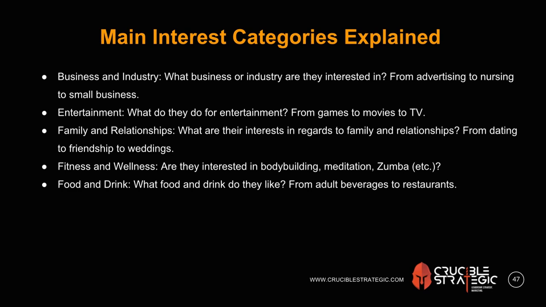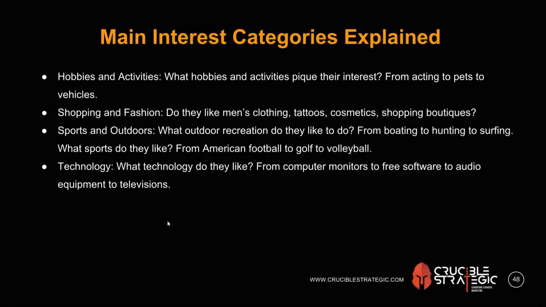Family and relationships. What are their interests in regards to family and relationships? Maybe dating, maybe sexuality, maybe friendships and weddings and stuff like that. You can target people like that, okay? Fitness and wellness. Are they interested in bodybuilding? Are they interested in meditation and Zumba? What kind of food and drink do they like? What restaurants do they go to? Adult beverages, what beers, what drinks do they like? You can get all those things from their interests, okay?